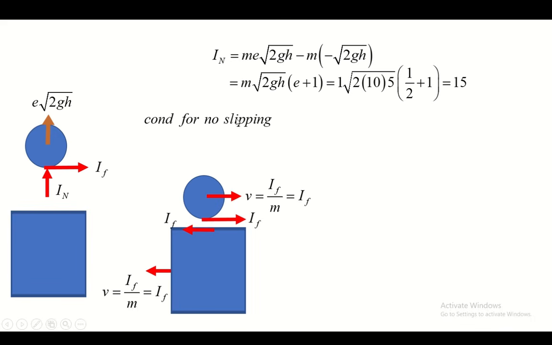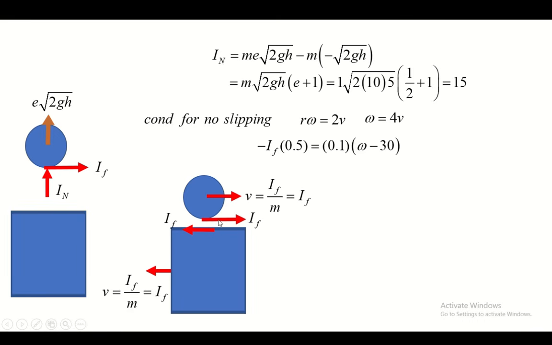Now I am finding the condition for no slipping, because friction will act until there is slipping, and when slipping ceases, friction will not act thereafter. With respect to the block, the sphere is moving with velocity 2v. So 2v should be equal to r omega. This is the condition for no slipping. Put the value of r as half meter, given in the question. So the half transfers to the other side and omega becomes equal to 4v.